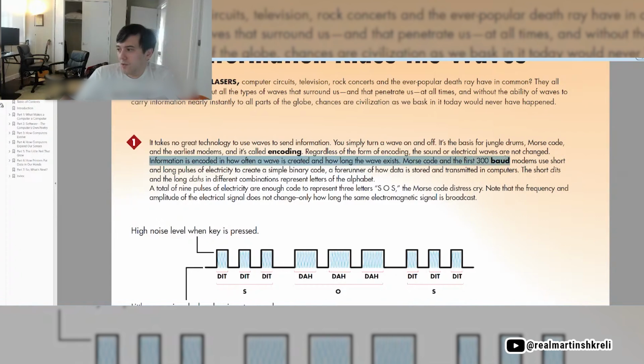Morse code and the first 300 baud modems use short and long pulses of electricity to create a simple binary code, a forerunner of how data is stored and transmitted to computers. The short dits and the long das in different combinations represent different letters of the alphabet.